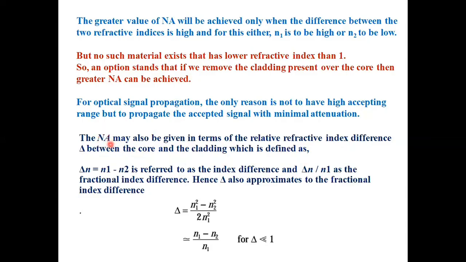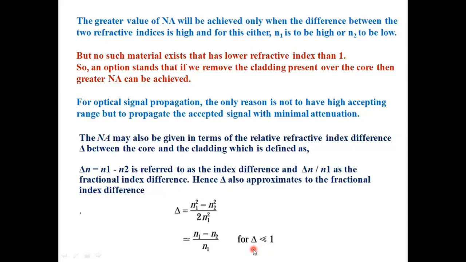In terms of delta, we can determine the numerical aperture, where delta n equals n1 minus n2, nothing but the refractive index difference, where delta n by n1 is the fractional refractive index difference. Hence, delta is also approximated to the fractional refractive index difference. Therefore, delta equals n1 square minus n2 square by 2 n1 square, or it can be approximated as n1 minus n2 by n1. Here, delta is very much less than 1.